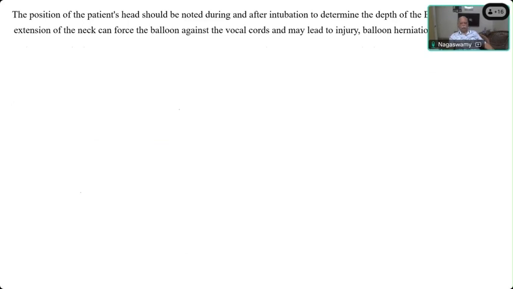The inflated balloon will come and hitch against the vocal cords, and slowly the vocal cords will swell up, and when you deflate and remove it at the end, you will have a severe laryngospasm, or it may lead to injury. And sometimes part of the balloon may come out between the vocal cords into the oropharynx, or sometimes the whole tube itself may come out as an extubation.